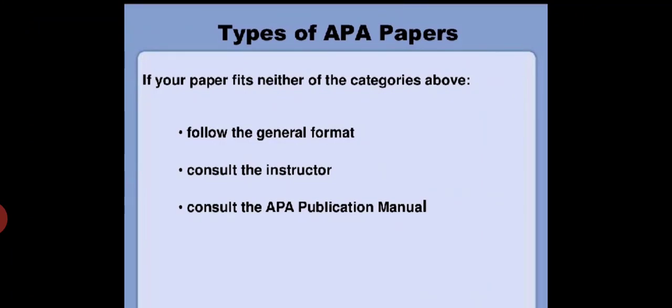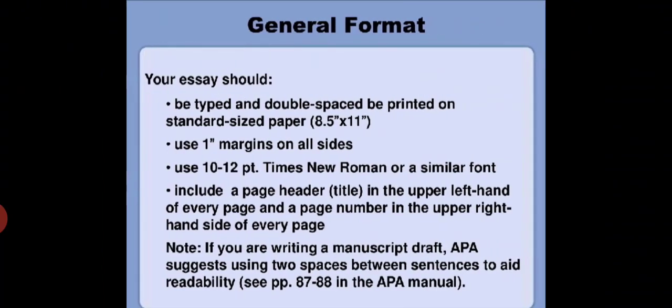Types of APA papers. If your paper fits neither of the categories above, follow the general format. Consult the instructor. Consult the APA publication manual that may be available online. Let's try to understand the general format which we need to follow when we are using APA citation style in our research.